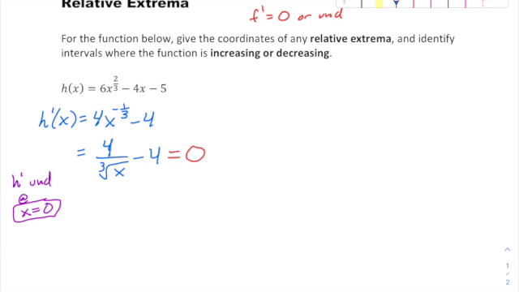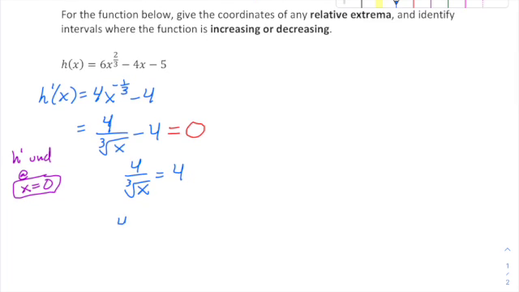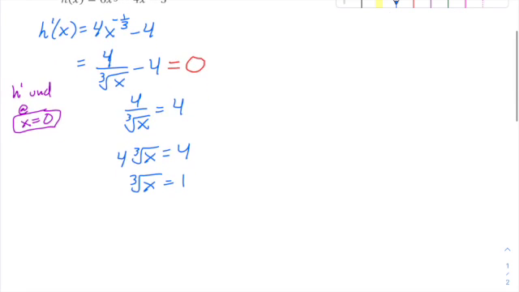So this is an easy enough one. You might even be able to just solve it in your head. But if not, you could add 4 to both sides, take the reciprocal, cross multiply, whatever you want to do to solve this here. 4 over the cube root of x equals 4. Divide by 4, you get the cube root of x is equal to 1. And then, of course, cube both sides. So x is 1. So you've got two critical numbers here to investigate. That would be 0 and 1.